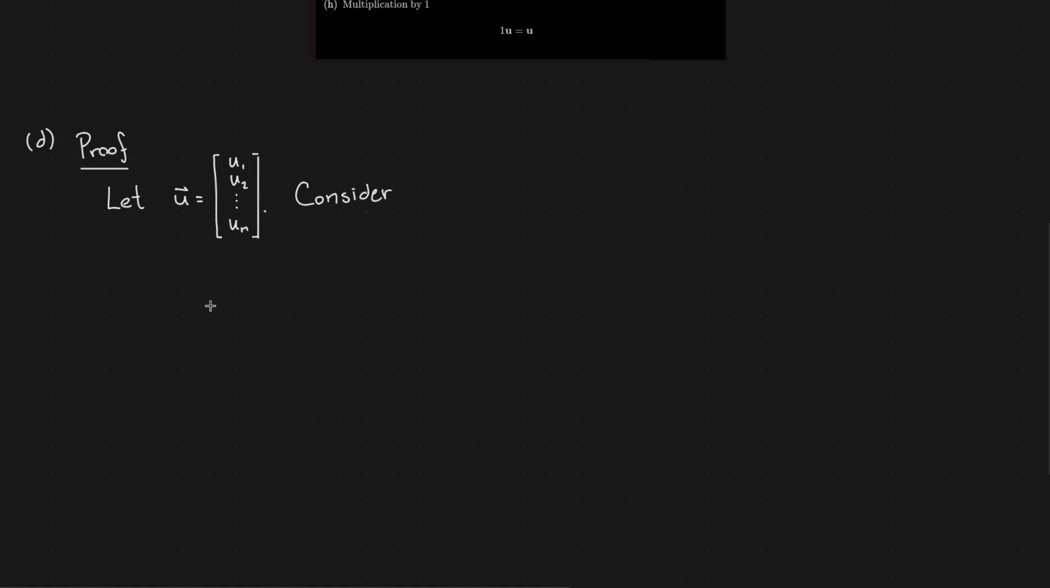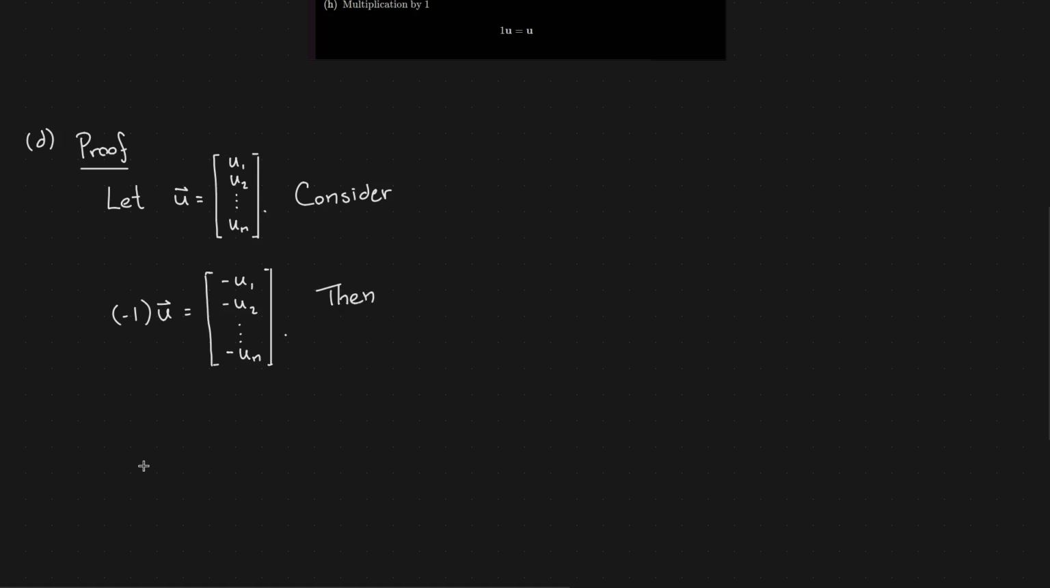Consider -1 times vector U. So I'm scalar multiplying my original vector U by -1. And this is going to give me, using the definition of scalar multiplication, -U1, -U2, all the way to -UN. Okay?